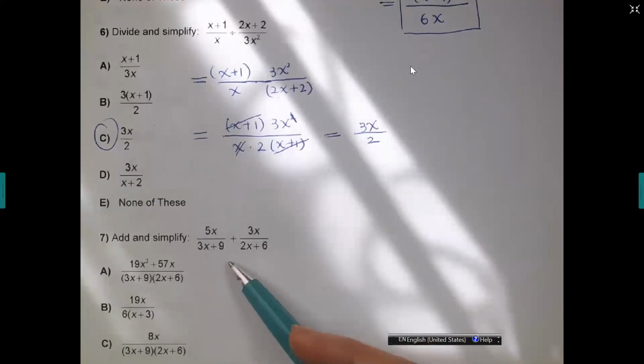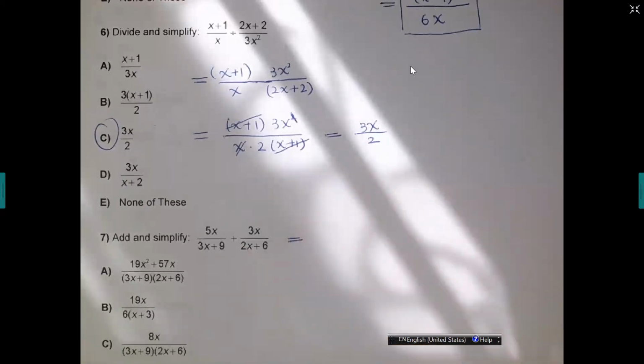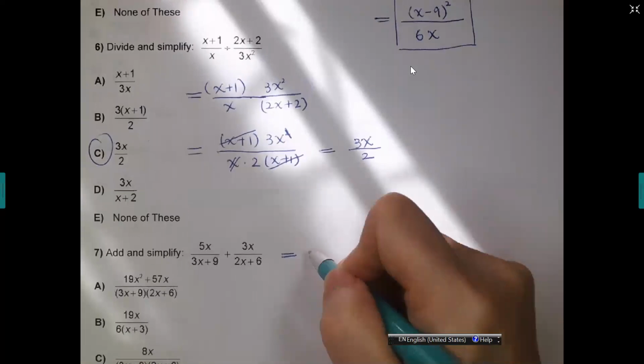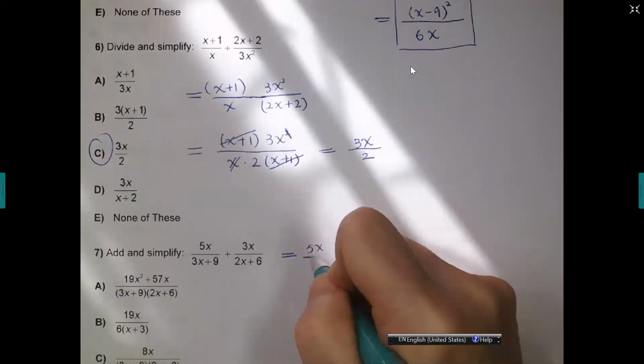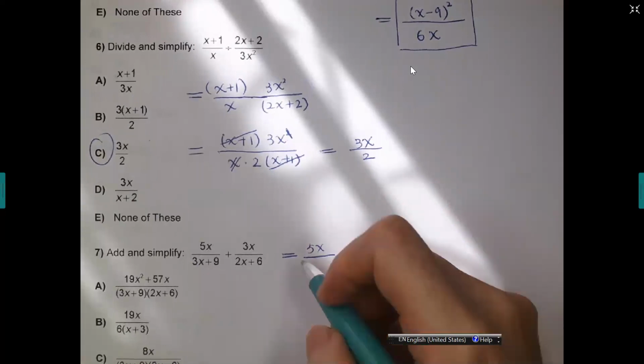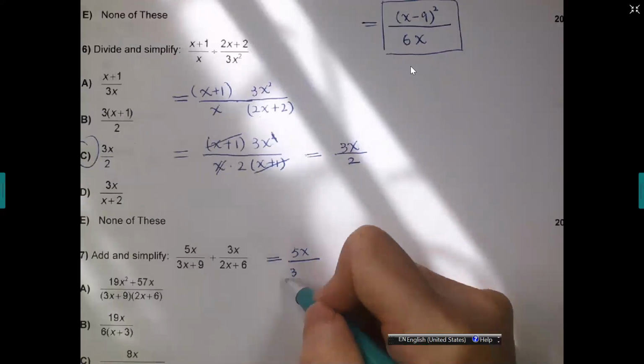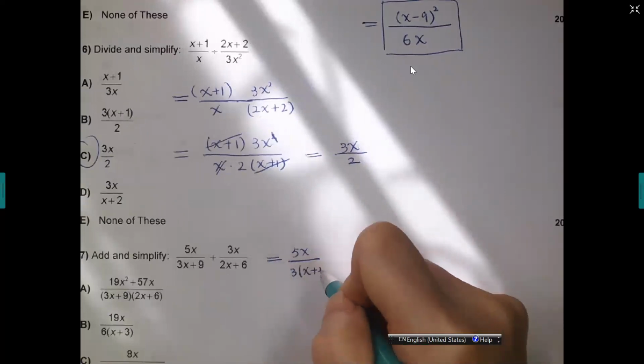Now let's go to this part. Compare. Do we see the same denominators? Apparently they are not. So to add these, first let's try to factor each denominator. First one, 5x over 3x plus 9. Can I factor this? The answer is yes. 3 is a common factor. So 3 times x plus 3.